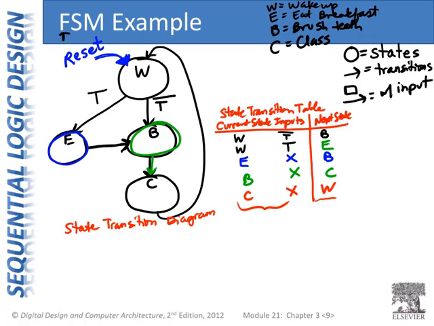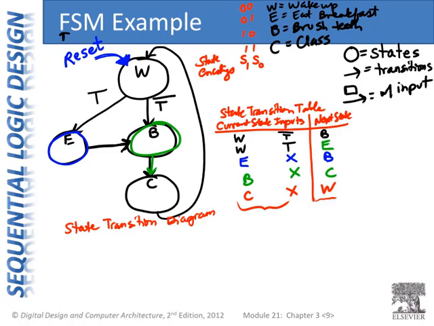And so we can choose encodings. The most common encoding is to choose binary encoding. So we can say, well, we have 4 states, we need to encode 4 different things. So we need log base 2 of 4, we need 2 bits. So we can say, okay, the wake up state is 0, 0, the eat breakfast state is 0, 1, the brush teeth state is 1, 0, and the class state is 1, 1. So here are the state encodings, and we call this state bit 1, and this state bit 0.